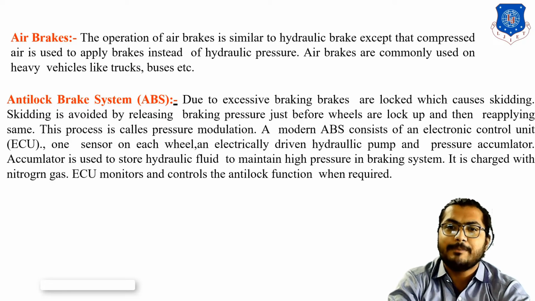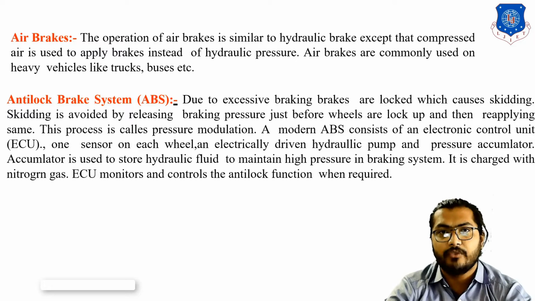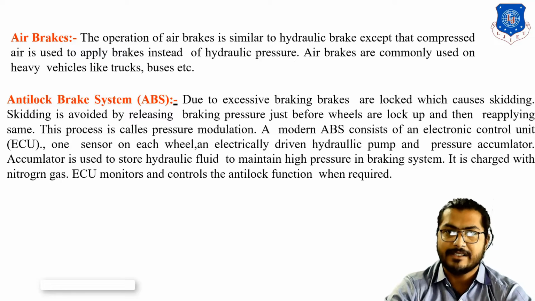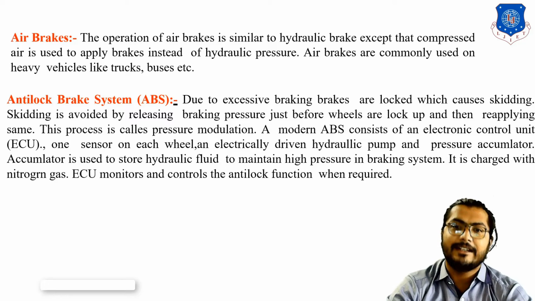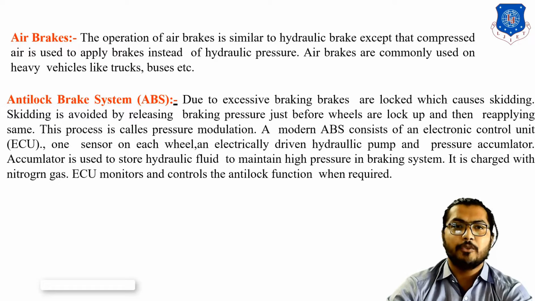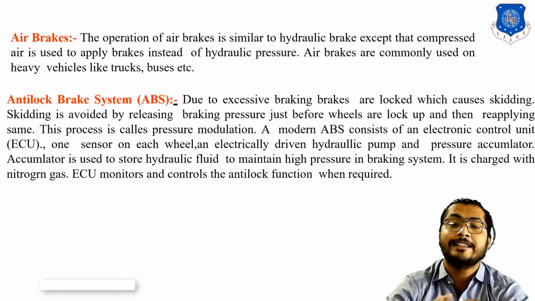A modern ABS consists of an electronic control unit, that is the ECU, and one sensor on each wheel. An electrically driven hydraulic pump and a pressure accumulator are also there. These are the main components used in the anti-lock braking system. The accumulator is used to store the hydraulic fluid to maintain the pressure in each wheel.